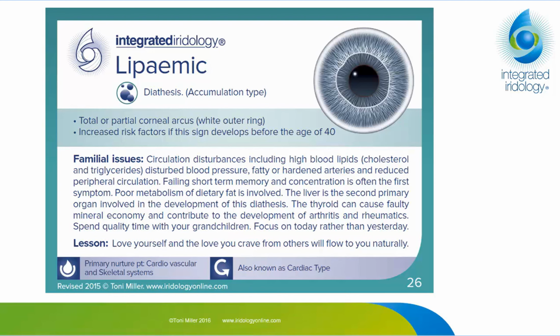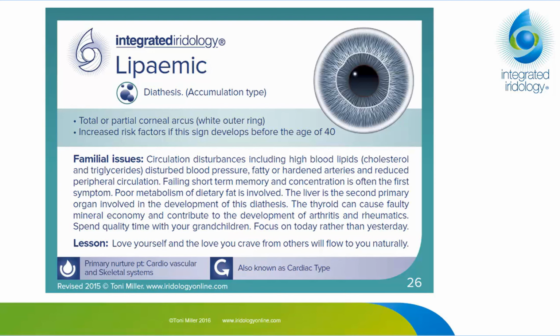Poor metabolism of dietary fat is involved. So the liver is the second primary organ involved in the development of this diathesis. The thyroid can cause faulty mineral economy and contribute to the development of arthritis and rheumatics. So don't forget that this constitutional type is associated not only with cardiovascular issues, but also with arthritis.